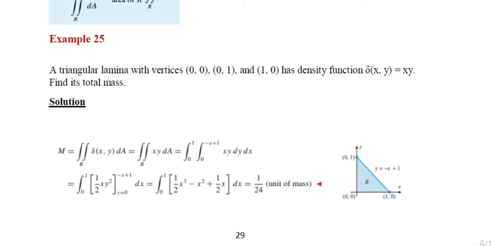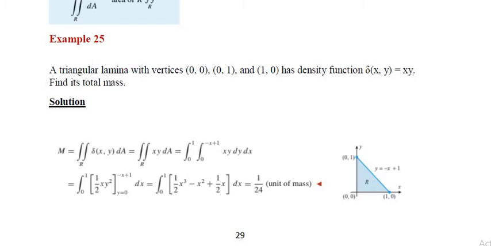From the region we will be able to find the limits of y as well as the limits of x. As we know, the total mass is equal to double integral over R delta of xy into dA. Here delta of xy is given as xy, x into y. So we have to find the limits. Taking our x limit as constant, x is varying from where to where? x is varying from 0 to 1.